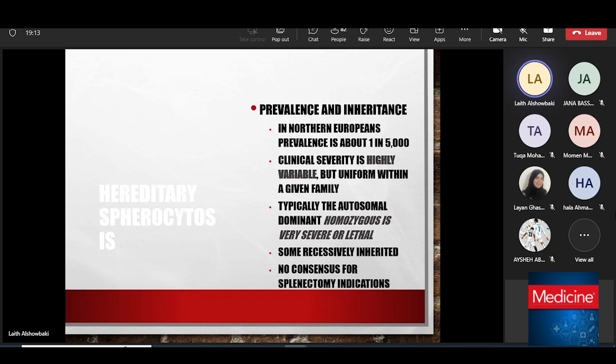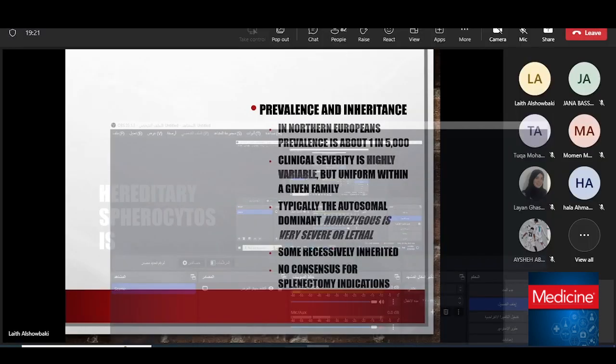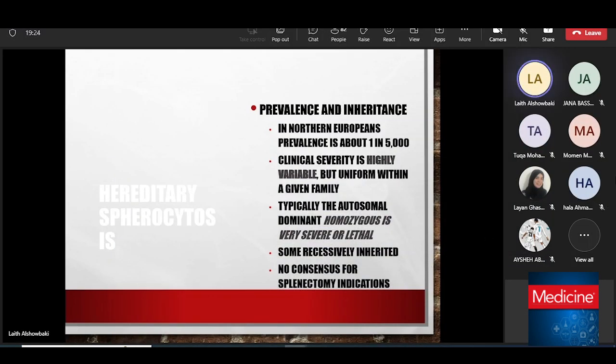Typically, it's autosomal dominant. Homozygous form is very severe or sometimes fatal. In some rare situations, it can be inherited through a recessive pattern. We don't typically offer splenectomy for those patients.